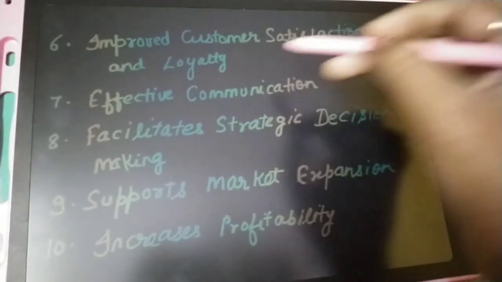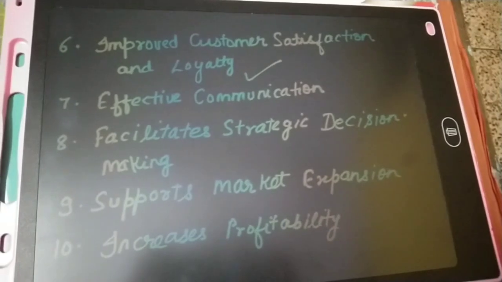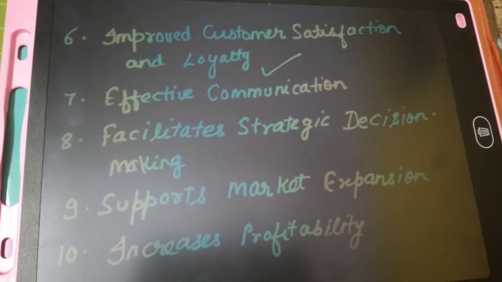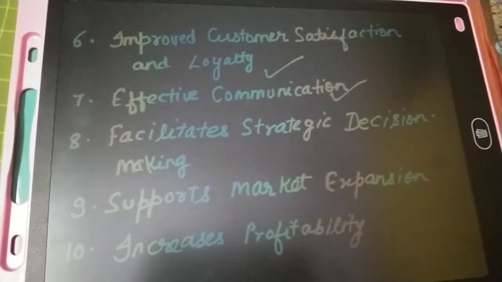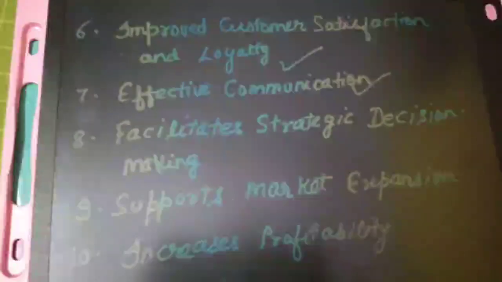Sixth one is improved customer satisfaction and loyalty. Tailored marketing and product offerings meet customer expectations, enhancing their overall experience. Satisfied customers are more likely to remain loyal and recommend the brand to others. Seventh one is effective communication. The model ensures that marketing messages are relevant and resonate with the target audience. Clear, focused communication strengthens brand perception and recall.